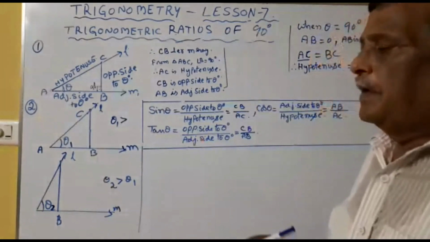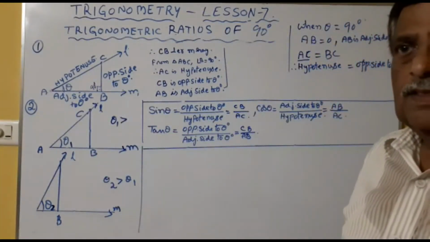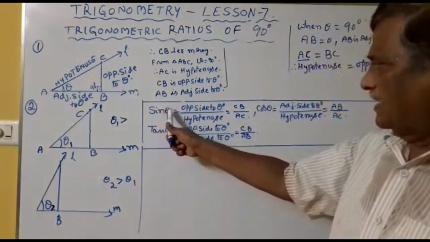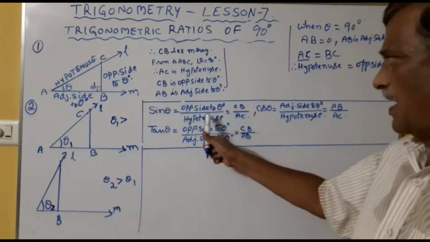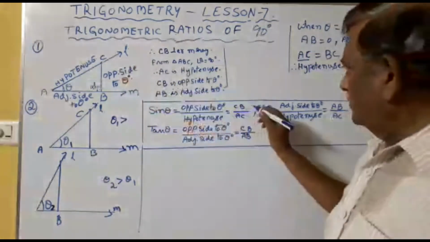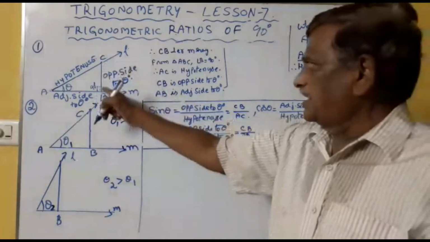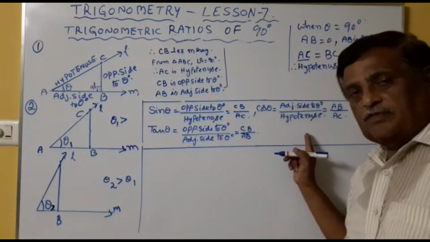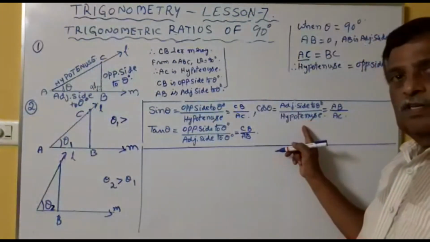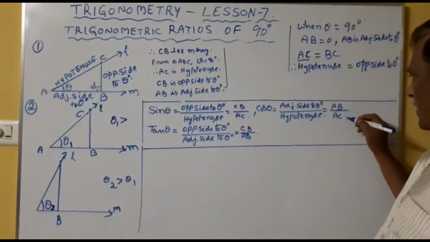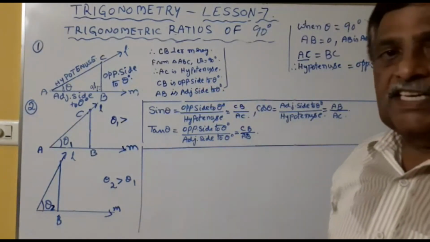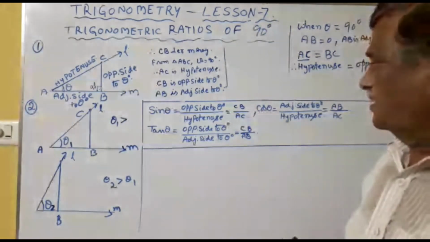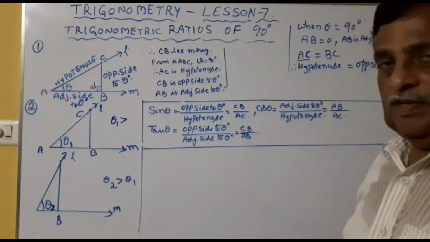Now, let us recall the definitions of trigonometrical ratios. We know that sine theta equal to opposite side to theta degrees by hypotenuse. From figure, CB by AC. Cos theta equal to adjacent side by hypotenuse. From figure, AB by AC. Similarly, tan theta equal to opposite side by adjacent side, that is equal to CB by AB.